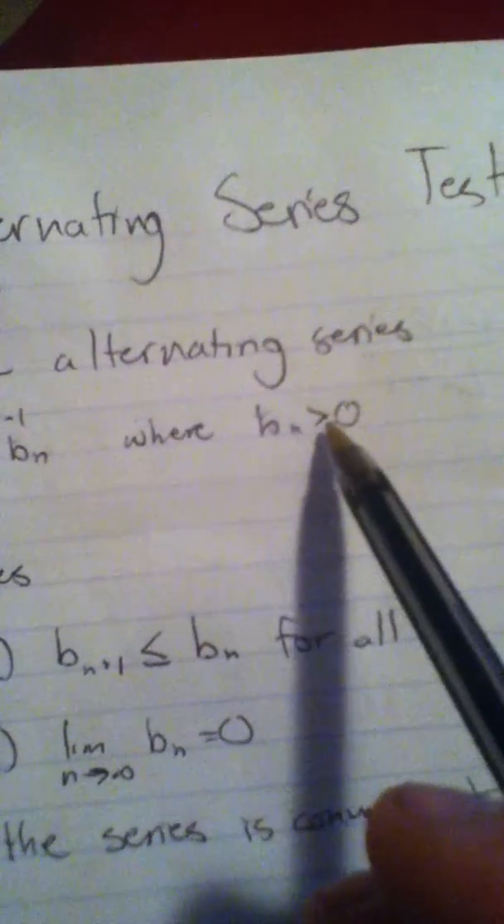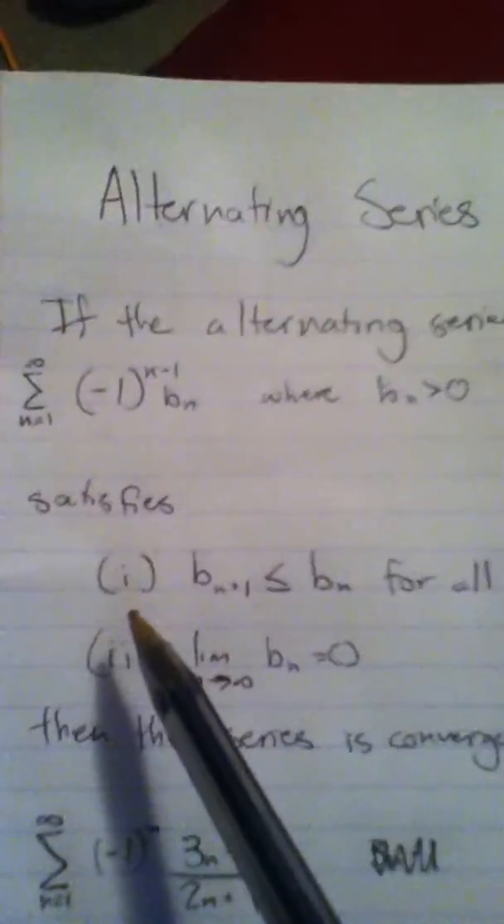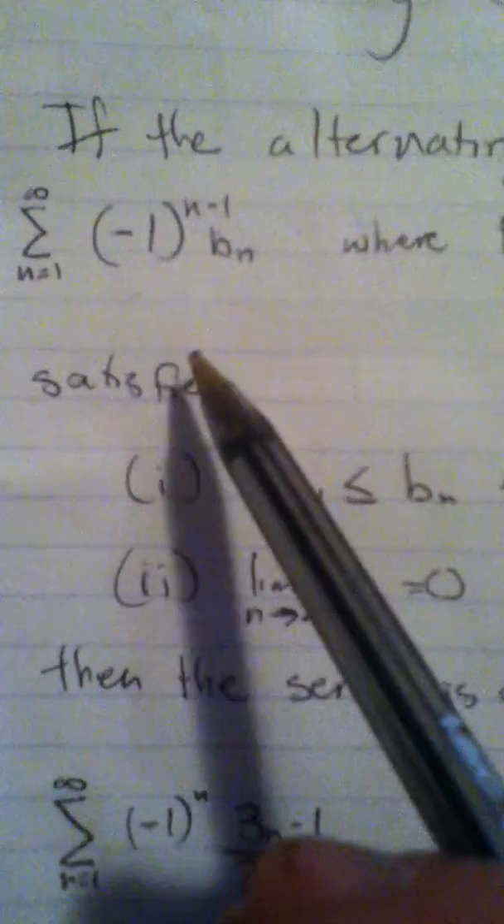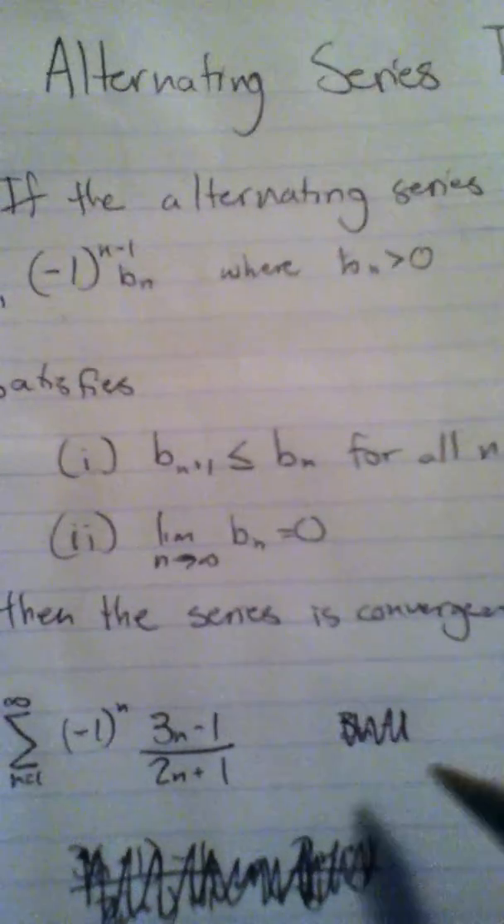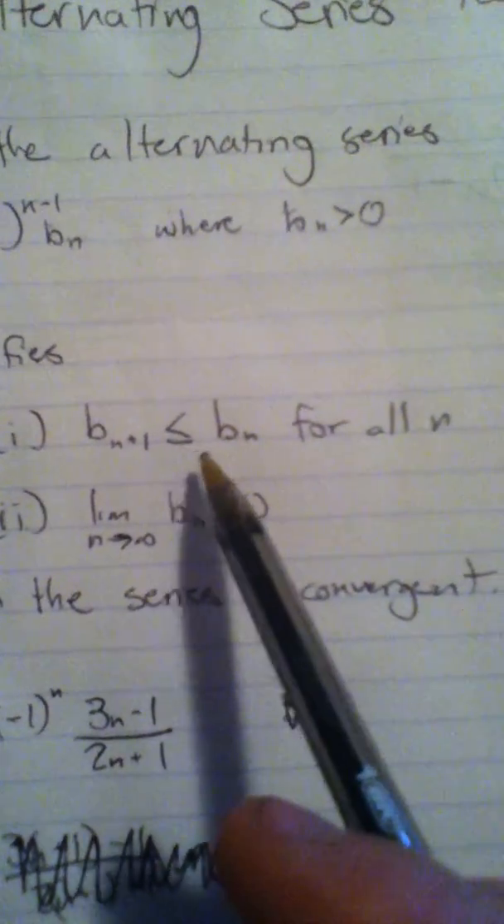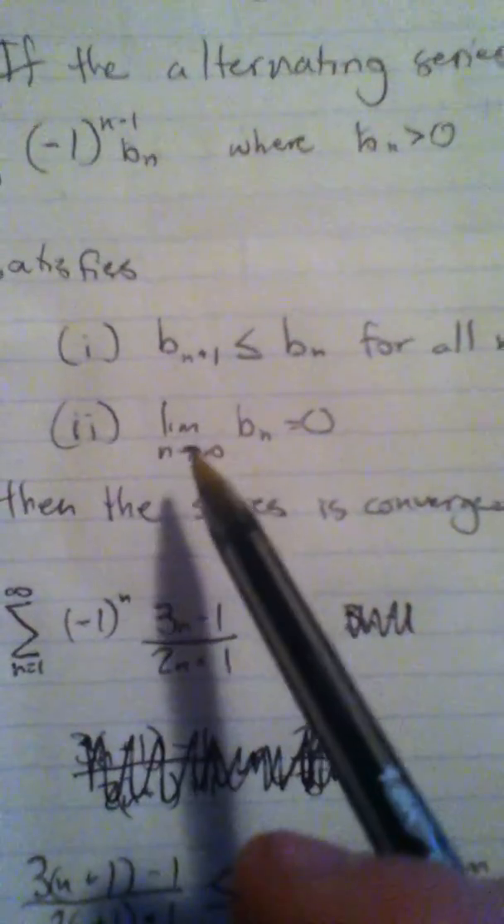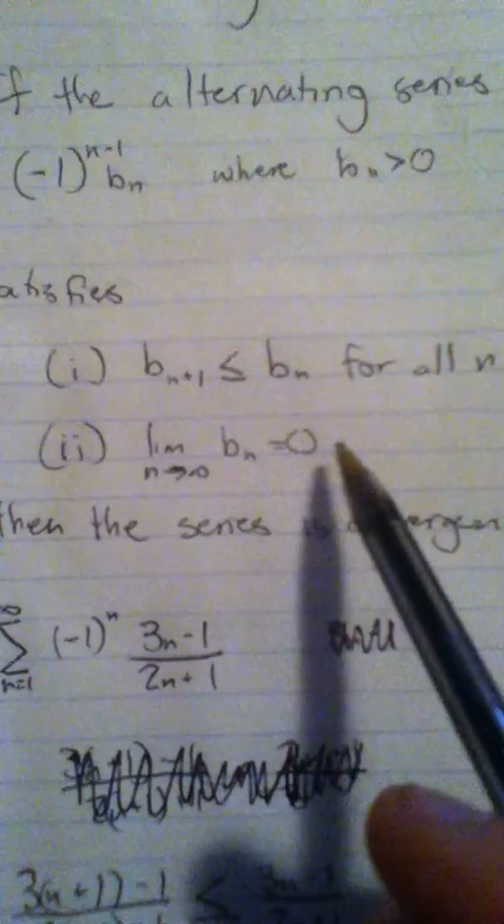And of course, b sub n is going to be a positive function. And so for this alternating series test to work, you've got to satisfy two things. The first is that b sub n plus 1 must be less than or equal to b sub n for all n. And second, the limit of b sub n as n goes to infinity must equal 0. If it satisfies these two things, the series is convergent.